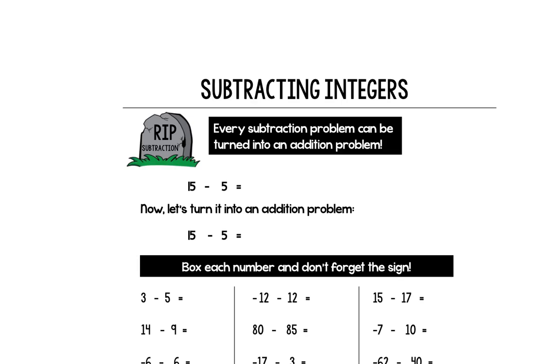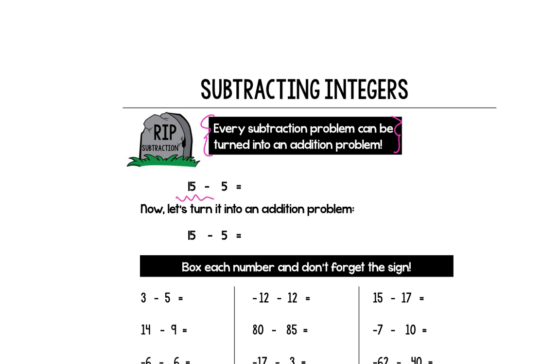In this lesson, we are going to learn how to subtract integers. The way we are going to go about subtracting negative numbers is we are going to turn every subtraction problem into an addition problem. Now I'm going to show you right here how. I'm going to prove that we can do this. Every subtraction we can turn into an addition.